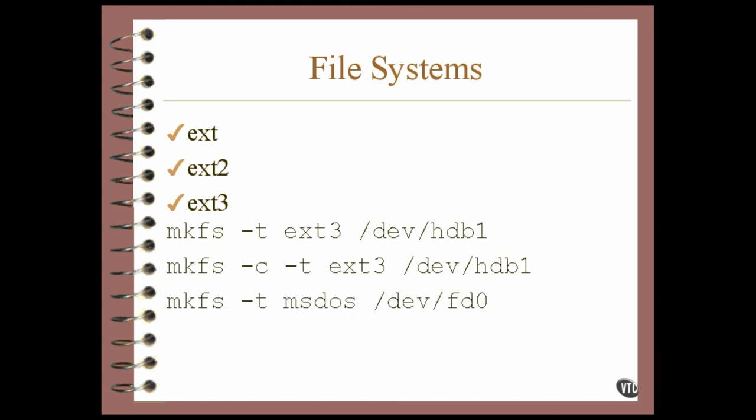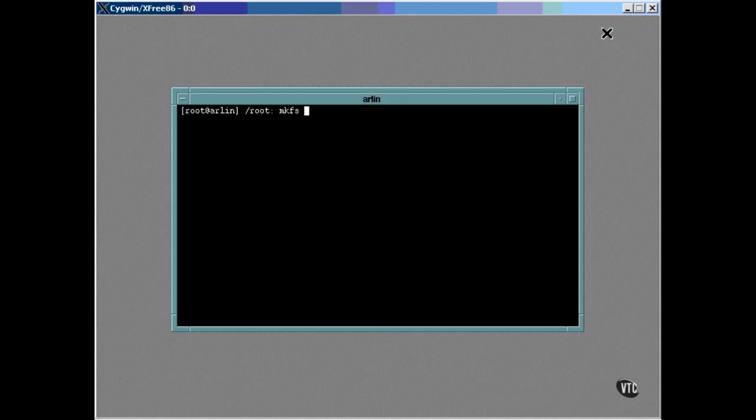Here, let me show you. And that's all there is to formatting a DOS floppy. Now that you can create file systems on disk, all that's left is to attach them to a Linux system, and that's the subject of the next lesson.